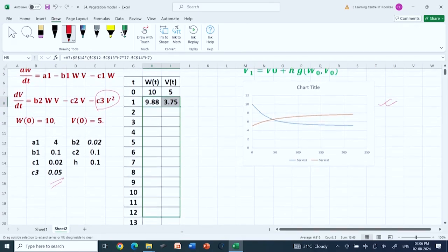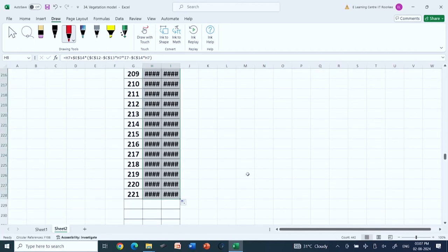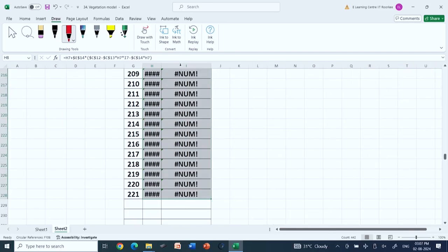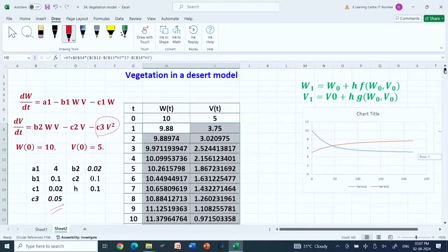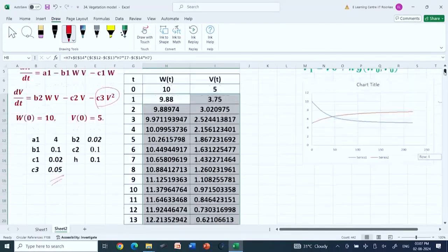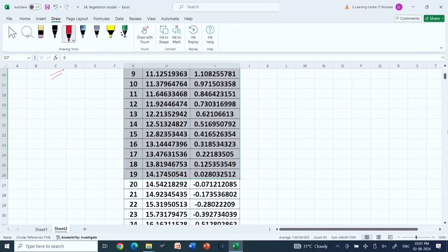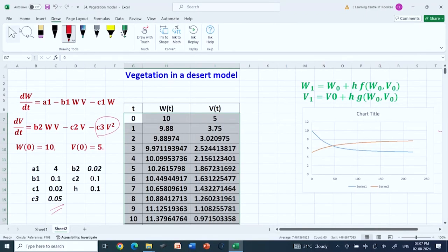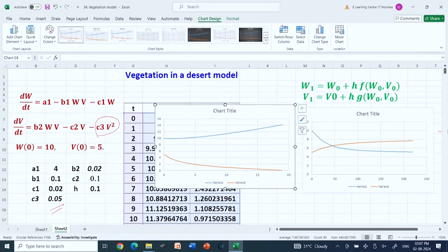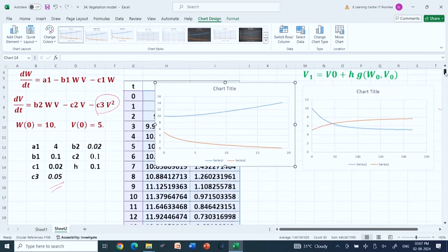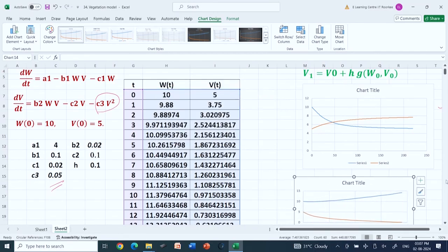If we drag, we calculate till 221. Let us first plot positive values only. Let us see what we get. Go to insert, the charts and the plots. So this is the figure which we get.